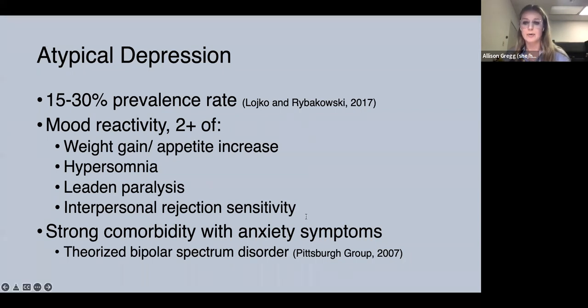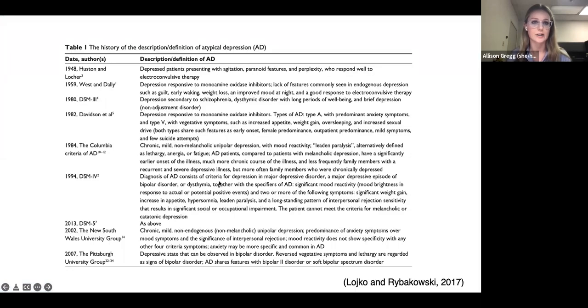Compared to non-atypical depression, atypical depression typically has earlier age of onset, tends to present with longer depressive episodes, and has distinct personality pathology and biological traits as well. And so if we're thinking of this mood reactivity as being the hallmark symptom of atypical depression, it's become theorized that it's almost on this bipolar spectrum in that way as well. And you can see that historically here.